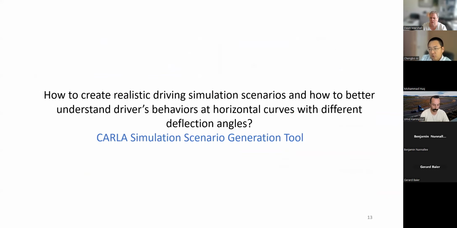That goes to the third question we have. Now we have the hotspots. We know which curves we want to look into, we know the geometry of the curve, and we have some descriptions of other traffic and other complementary data, right? Now it's time for us to create realistic driving simulation scenarios and investigate how drivers respond to those actual curves with a certain deflection angle. That's where this scenario generation tool was developed.